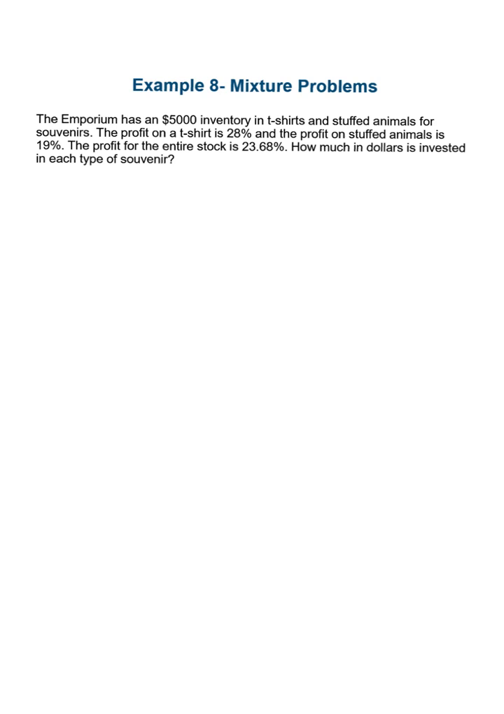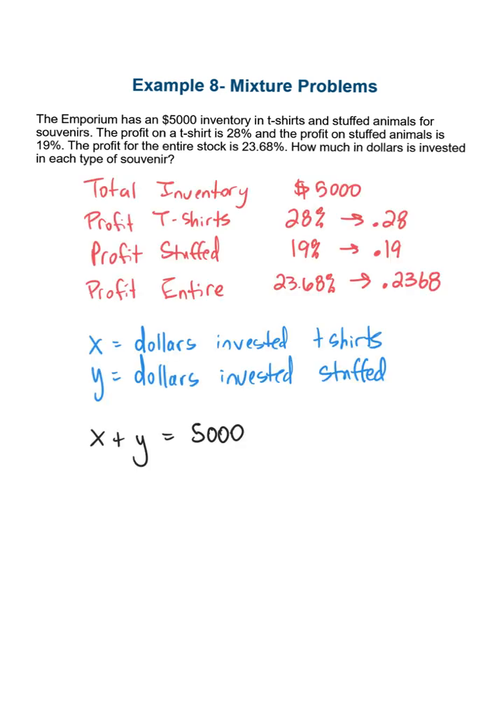I'm going to call X dollars invested in t-shirts, and Y dollars invested in stuffed animals. So we know the equation X plus Y is equal to $5,000, which we can rearrange to Y equals 5,000 minus X. And for our second equation, we're going to use the decimals: 0.28x plus 0.19y is equal to 0.2368 times 5,000, because we have to figure out what that number is.